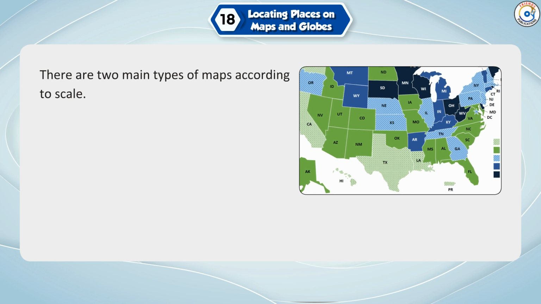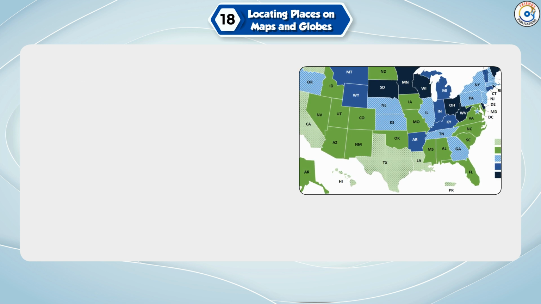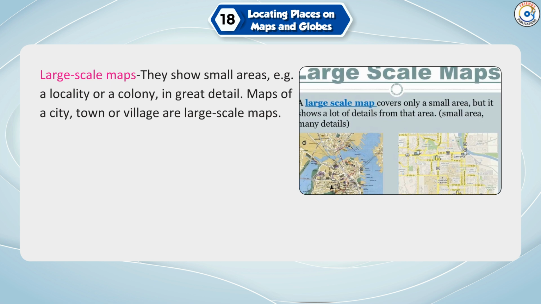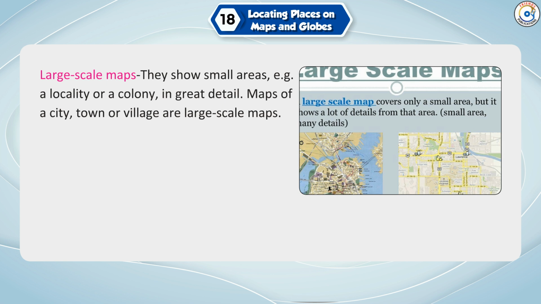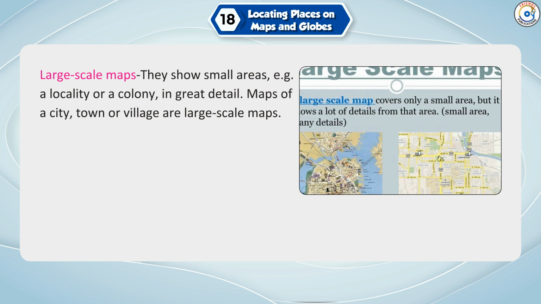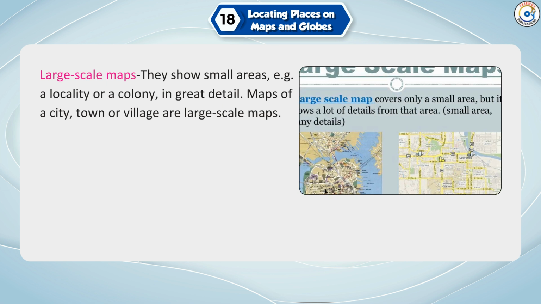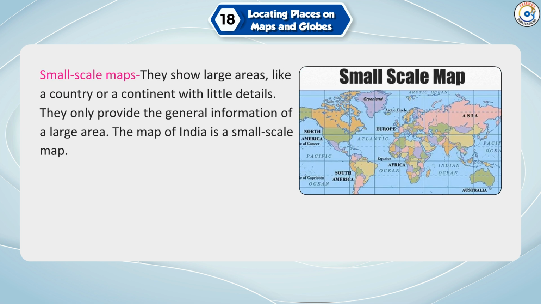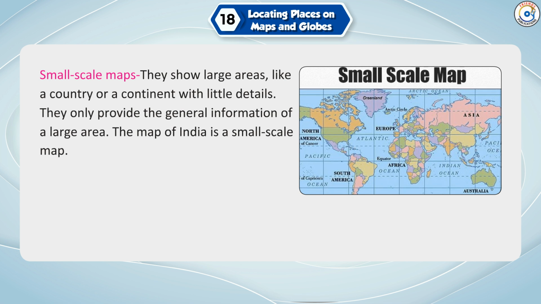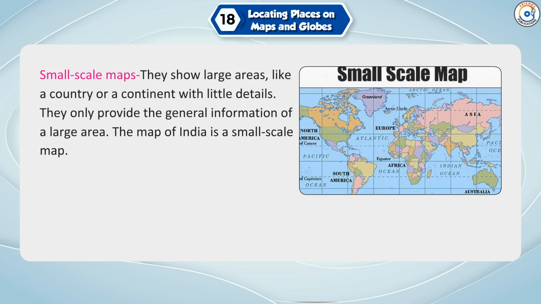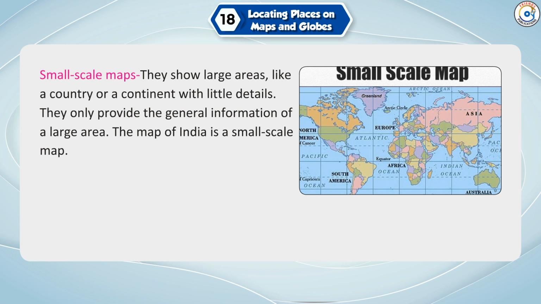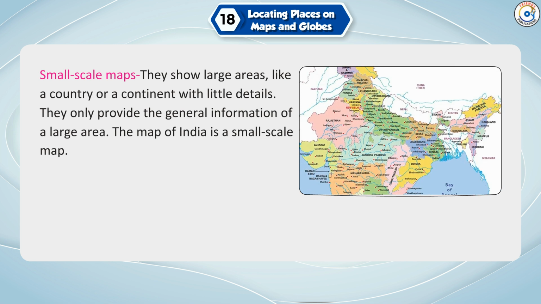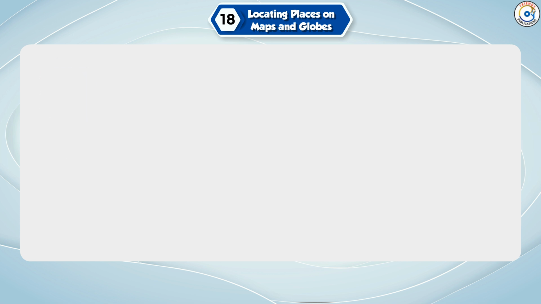There are two main types of maps according to scale. Large-scale maps. They show small areas. Example, a locality or a colony in great detail. Maps of a city, town or village are large-scale maps. Small-scale maps. They show large areas like a country or a continent with little details. They only provide the general information of a large area. The map of India is a small-scale map.